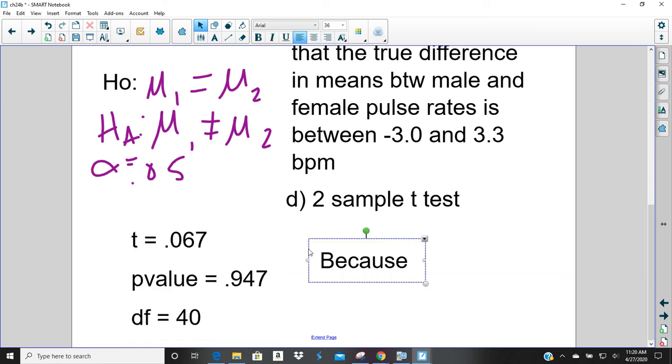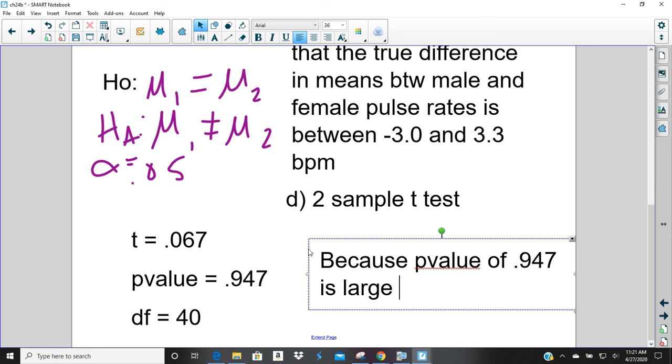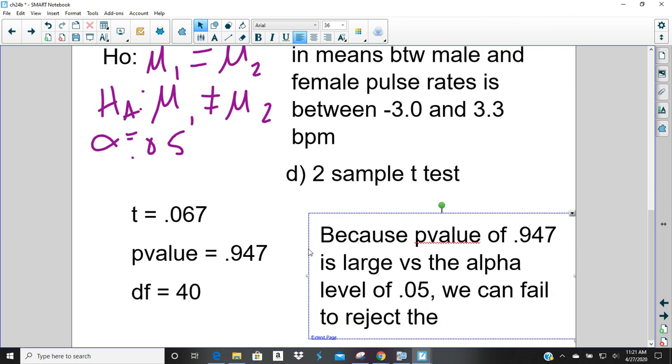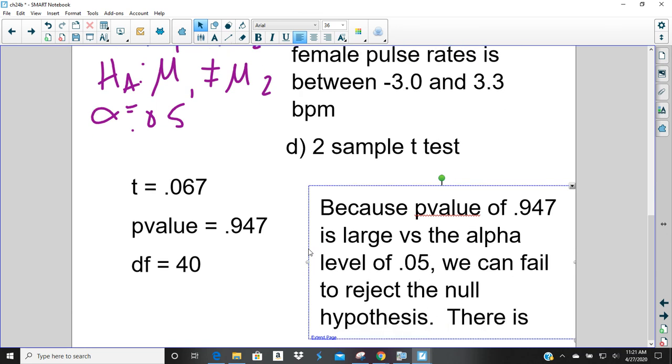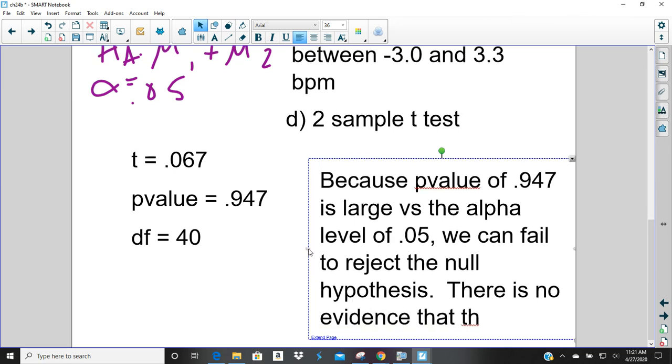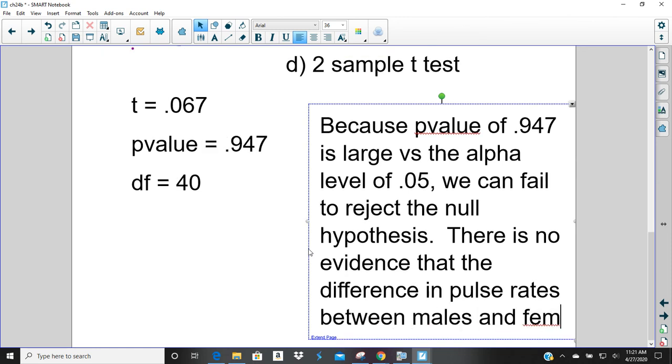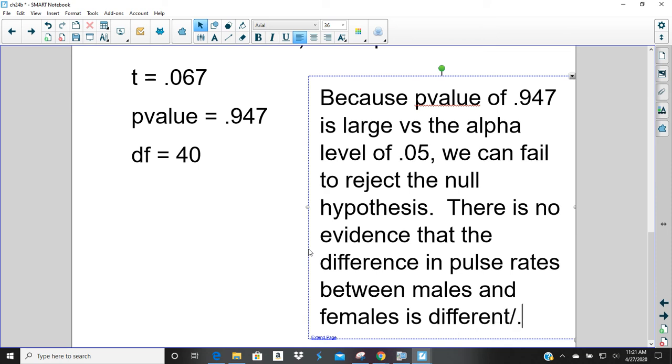So, because the p-value, and I hope by me repeating this over and over again, is large versus the alpha level, or greater than, whatever you want to write, we fail to reject the null hypothesis. There is no evidence that the difference in pulse rates between males and females is different. Cool. And that is it.